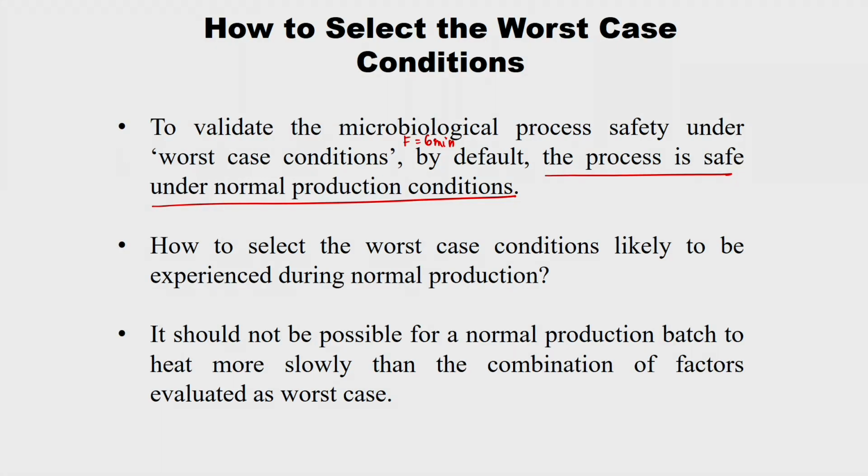So we need to always be careful how to balance the normal conditions as well as the worst case conditions, right. And it should not be possible for a normal production batch to heat more slowly than the combination of factors evaluated at worst condition. That is what I told, right. So if we go for everything in normal production at worst conditions and worst case limits, then there may be a problem, because a larger process value is also sometimes dangerous, as the food gets overcooked.